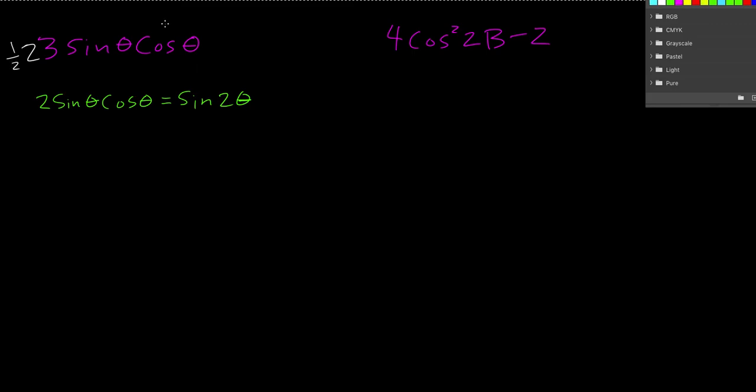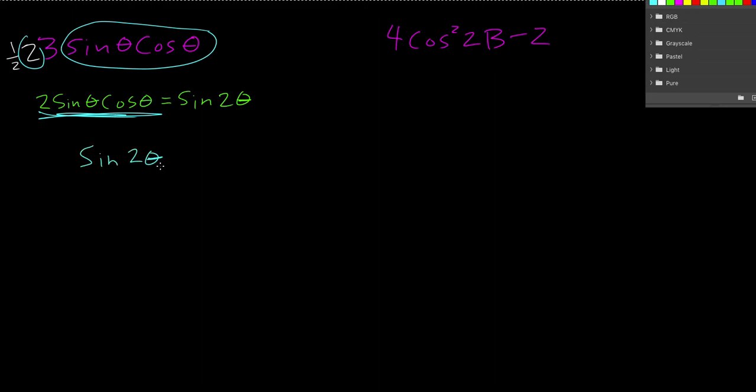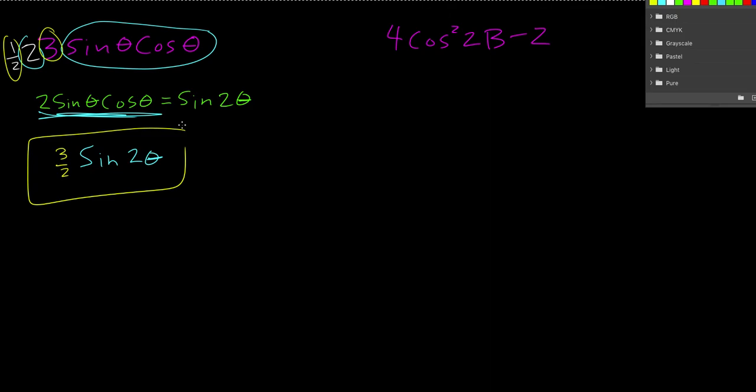But now I can link together this and this to become that. And so everything that's involving blue is just sine 2 theta. Now the stuff that's left, we combine that. So 1/2 times 3 is going to be 3/2. And that's my final answer. Okay, so we'll do some other black magic like you did right there on this next one.